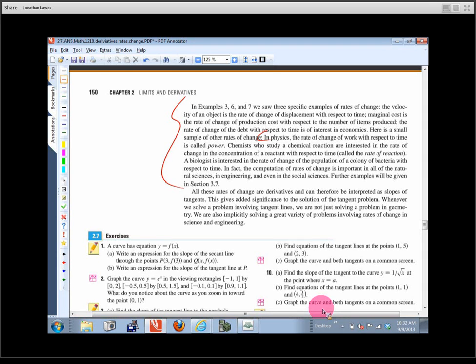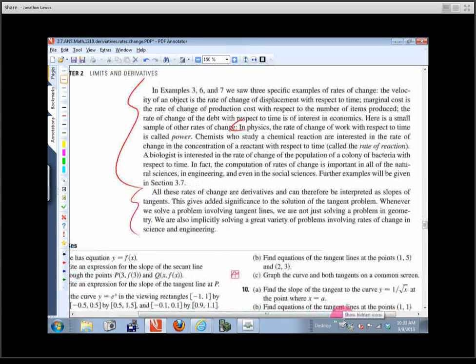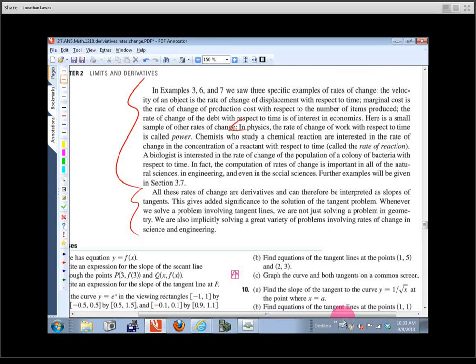And then Alan, can you read that last paragraph right there? All these rates of change are derivatives and can therefore be interpreted as slopes of tangents. This gives added significance to the solution of the tangent problem. Whenever we solve a problem involving tangent lines, we are not just solving a problem in geometry, we are also implicitly solving a great variety of problems involving rates of change in science and engineering. Okay, so all of those rates of change, you can interpret those as derivatives.